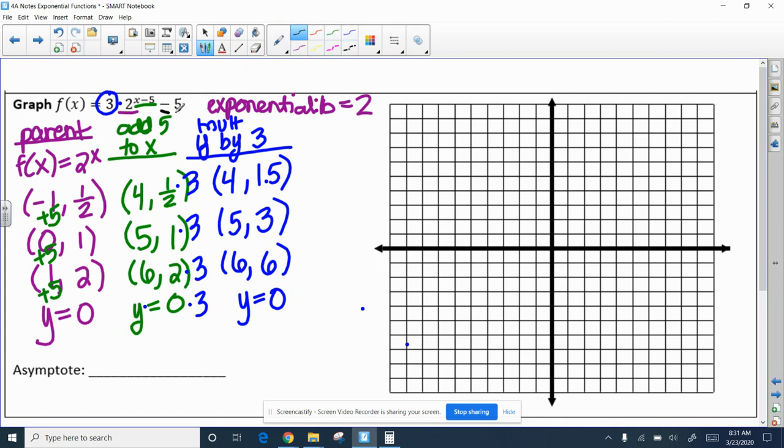The last operation is this minus 5. Now this minus 5 is not with the x, so again, that's affecting the y. That's going to make it shift down 5. So for that one, we are going to subtract 5 from the y value. So I'm subtracting 5 from all the y values, including the asymptote, because that's affecting the y.